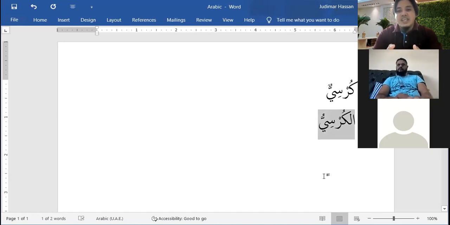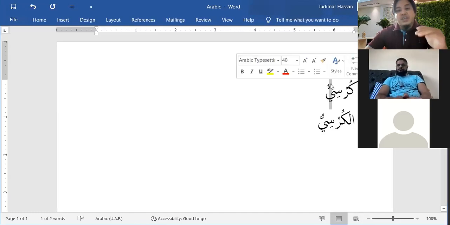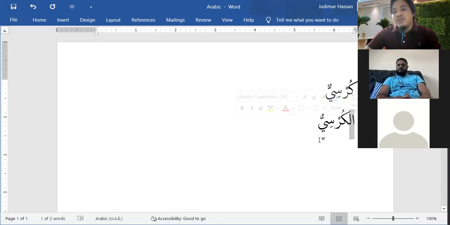Hada huwa al-kursi. This is the chair. Hada huwa al-kursi. Okay, specified. So kursiyun. Now remember always, if there is no alif lam, the majority of nouns will have tanwin at the end, either tanwin dhamma, tanwin kasra or tanwin fatha. When the alif lam comes, the tanwin is removed, no removal at all. Al-kursiyu, al-kursiya, al-kursiyi.